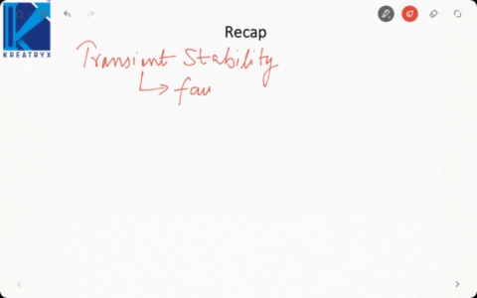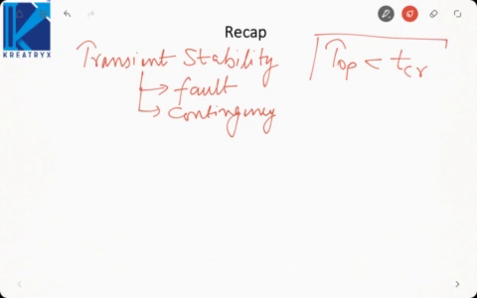Hi guys, in the last lecture we started with the study of transient stability. We first saw that transient stability is concerned with determination of stability when the system suffers large disturbances, which may be due to a fault or contingency. Then we saw that a transient stability study is done to determine the operating time of the circuit breaker, which must always be less than the critical clearing time. What was the critical clearing time? It was the maximum time at which a fault can be cleared to ensure that the system remains in synchronism.